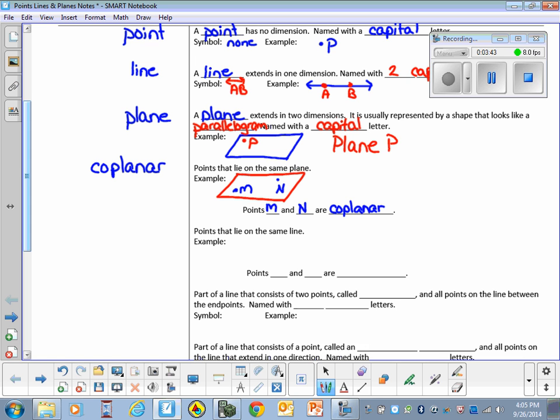Points that are on the same line. So let's use D and E. Okay, if we had points that were coplanar, these points are collinear. Co meaning together or with, linear meaning line. So points D and E are collinear.